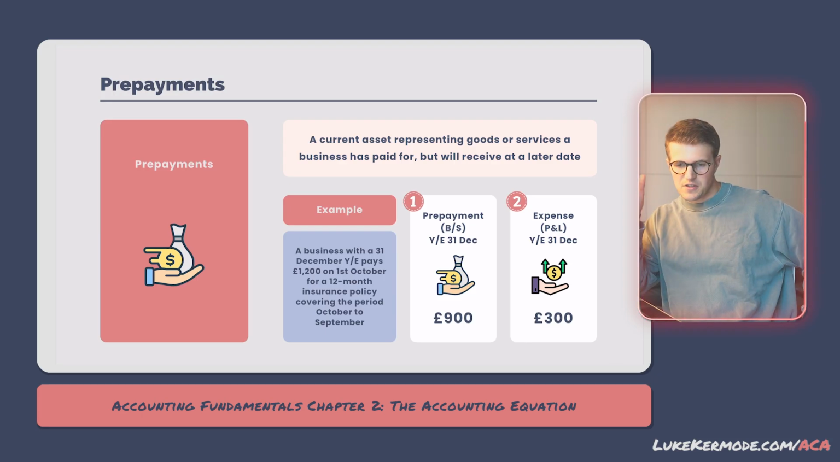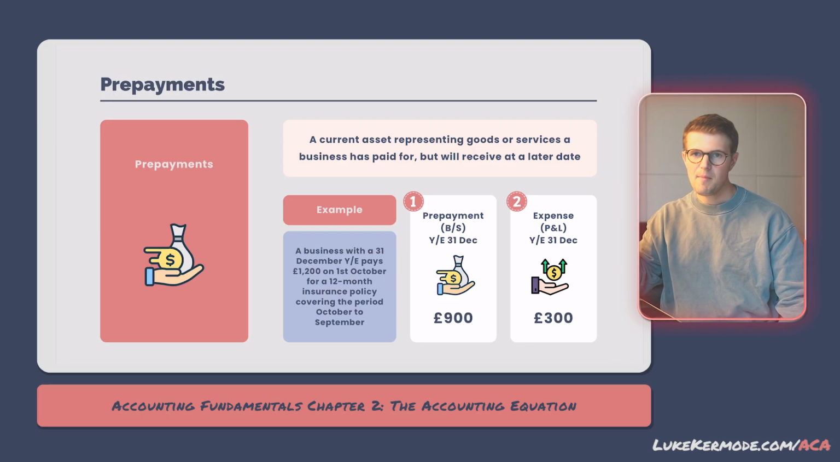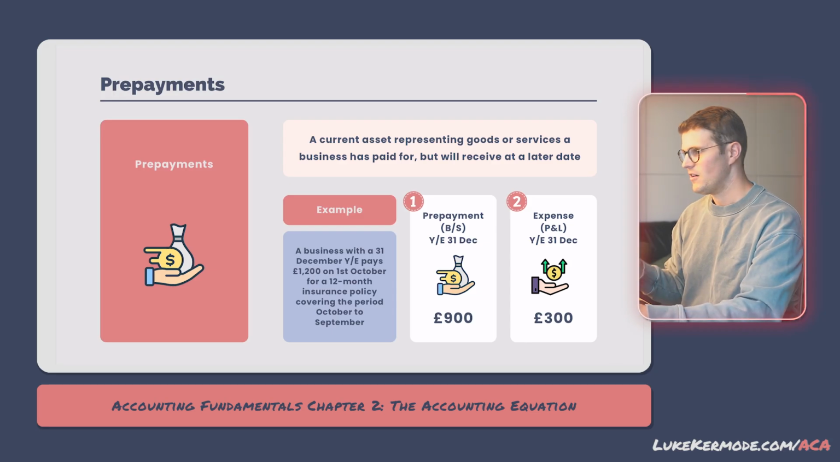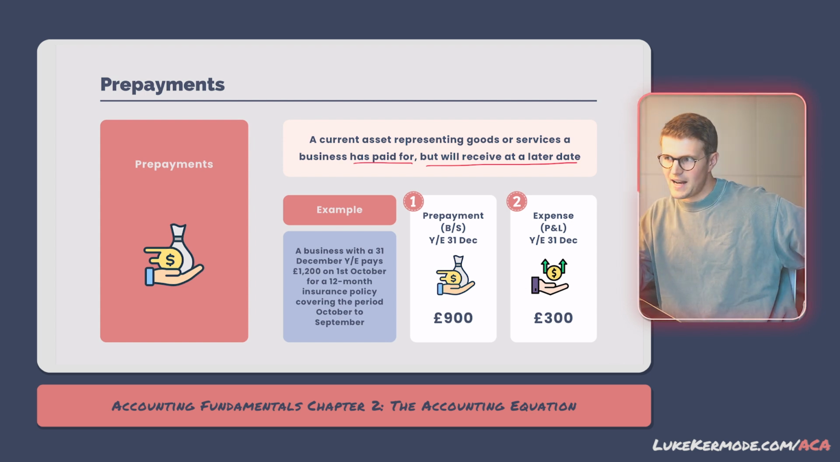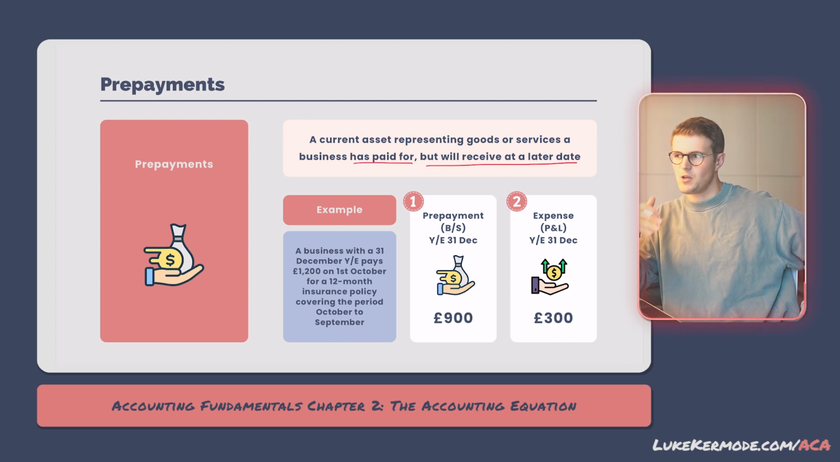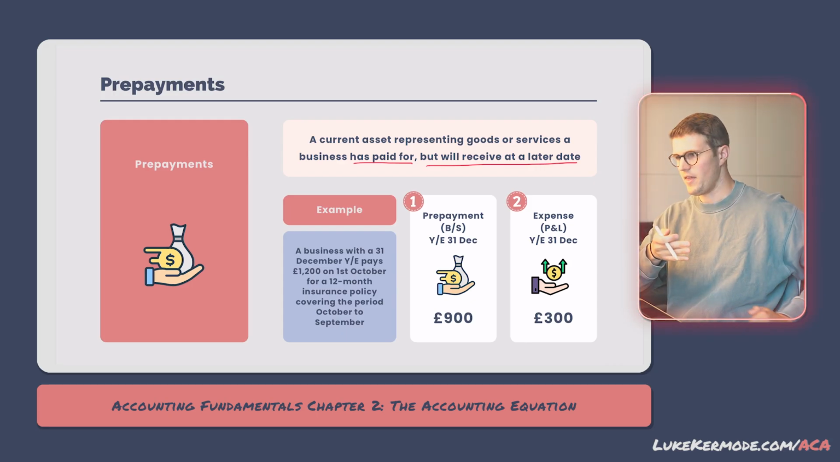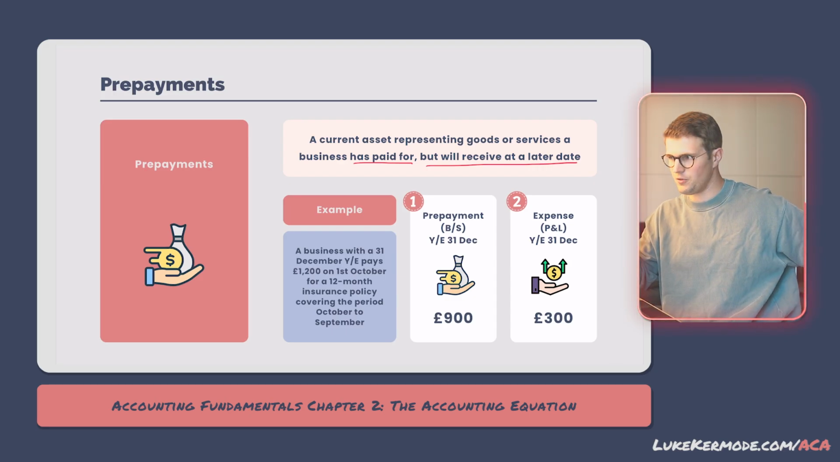Now let's take a look at another type of current asset which often appears on the balance sheet: prepayments. A prepayment is simply a current asset reflecting goods or services that a business has already paid for but hasn't yet received and will receive at a later date. It's an asset representing something that the business is still entitled to receive, so it has future value to the business.